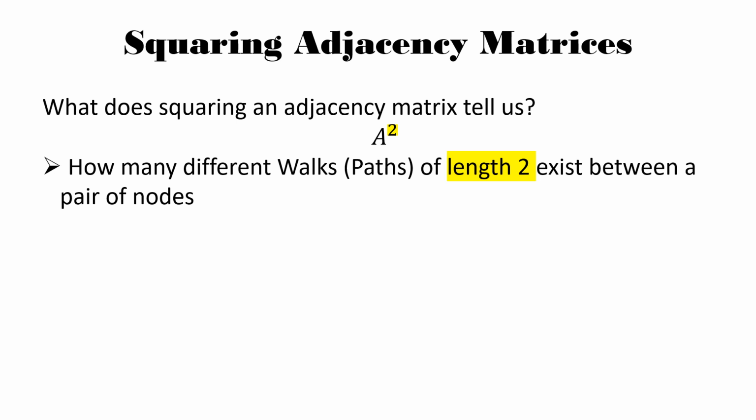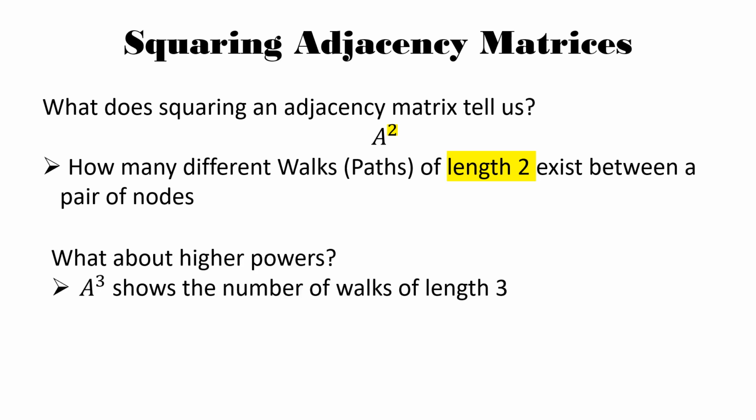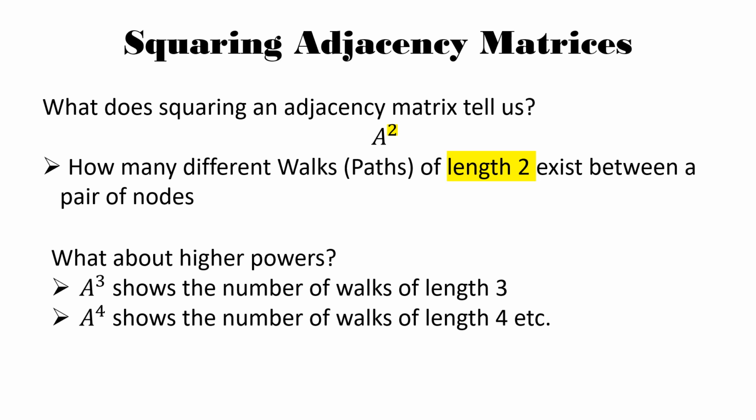So what happens if we talk about higher powers? If we talk about A to the power of 3, A cubed, we're talking about the number of walks of length 3. And A to the power of 4 would be the number of walks of length 4, and so on. This can be quite hard to do by hand, especially as the lengths get a little bit longer and the number of paths increases. It's easy to forget one. But let's look at a numerical example that will help us understand this better.